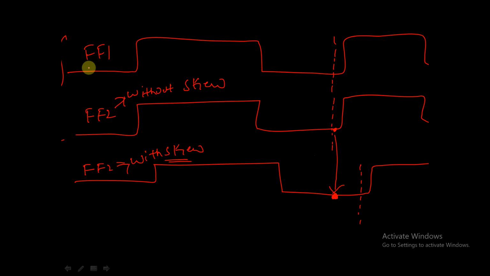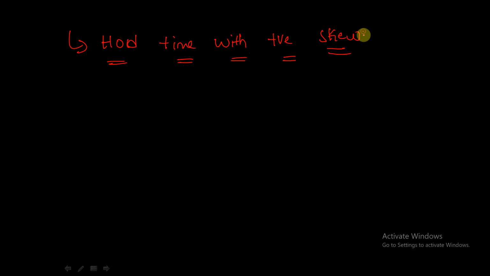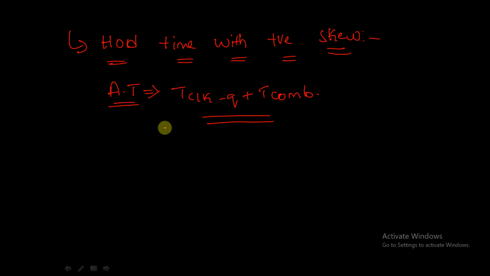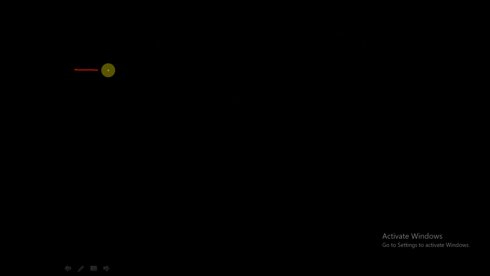So this is about setup time check with positive skew. Now let's consider the hold time check with positive skew. What is the arrival time? That is the same, that is not changing. When the data is reaching flip flop 2 from flip flop 1, that is t clock to q plus t combinational, right? And what is the required time? We will see with the help of a waveform.